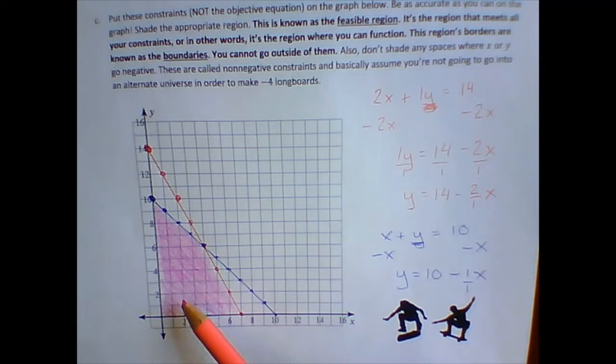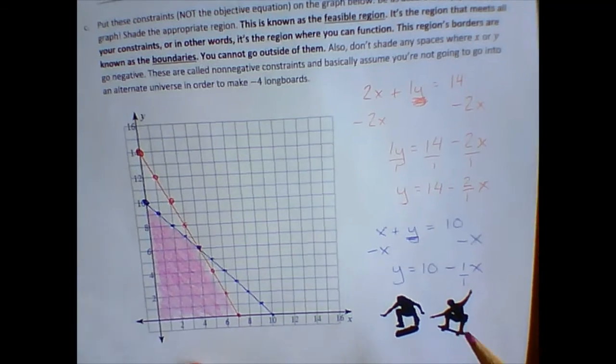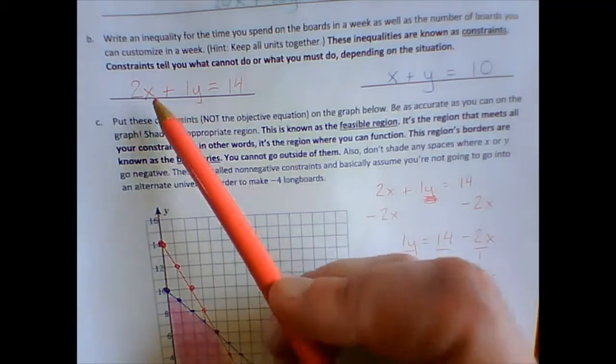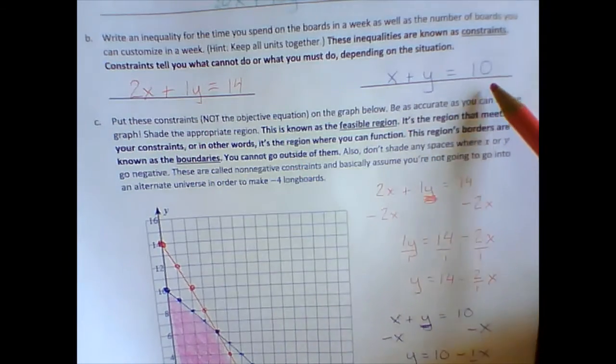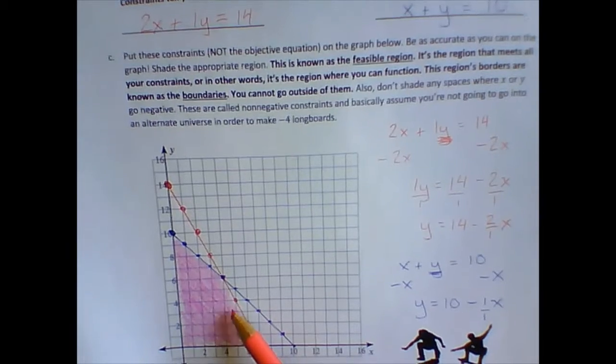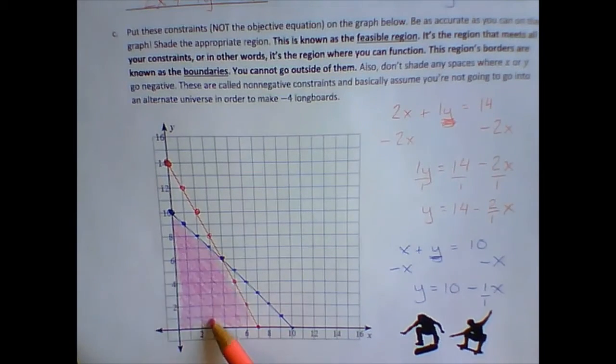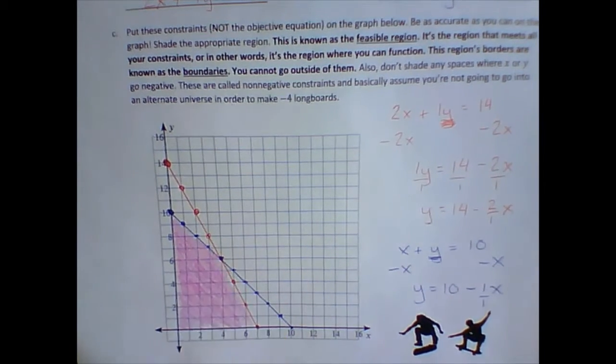It's the region where any XY combination will be beneath or at the limits of these constraints. So we have enough time in this area and we have enough materials in this area to make our business work. So this is where our business can operate. And here is also where we're going to find out how we make money.